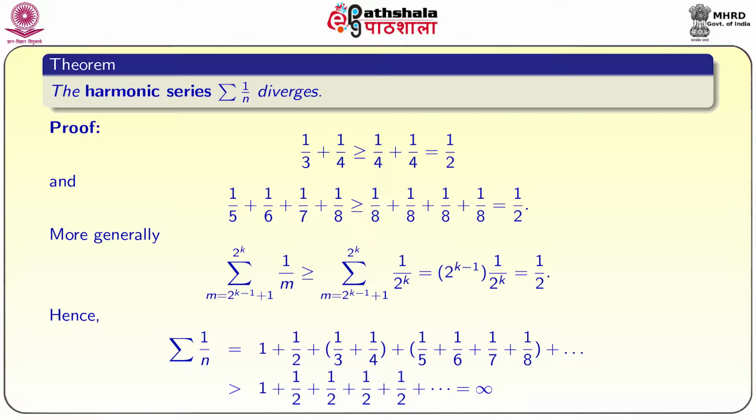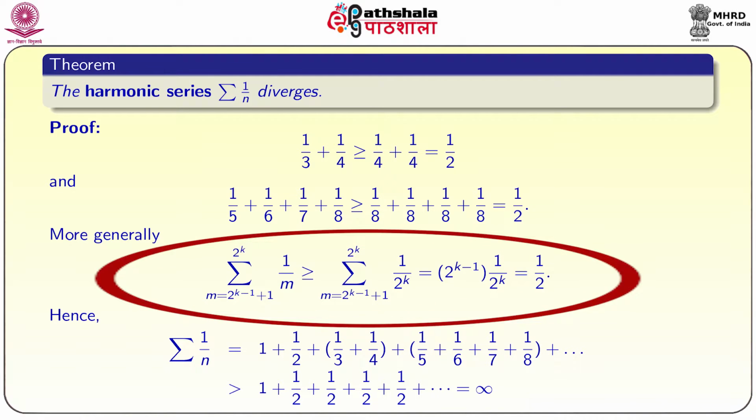If you take 1 by 3 plus 1 by 4, it is easy to see that 1 by 3 plus 1 by 4 is greater than or equal to 1 by 4 plus 1 by 4, that is equal to 1 by 2. Similarly, if I take 1 by 5 plus 1 by 6 plus 1 by 7 plus 1 by 8, then it is greater than or equal to 1 by 8 plus 1 by 8 plus 1 by 8 plus 1 by 8. It is because 1 by 5 is greater than 1 by 8, 1 by 6 is greater than 1 by 8 and so on. So, 1 by 5 plus 1 by 6 plus 1 by 7 plus 1 by 8 is also greater than or equal to 1 by 2. In fact, it is strictly greater than 1 by 2.